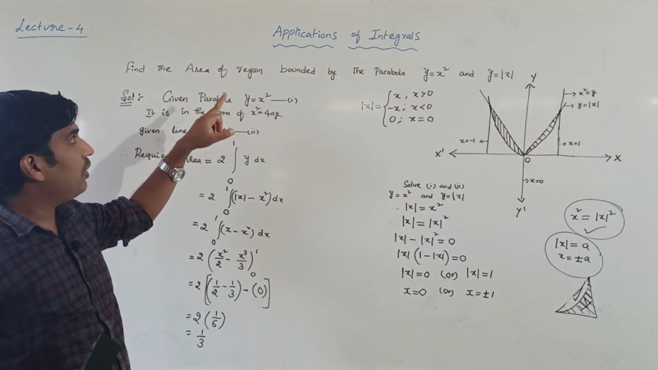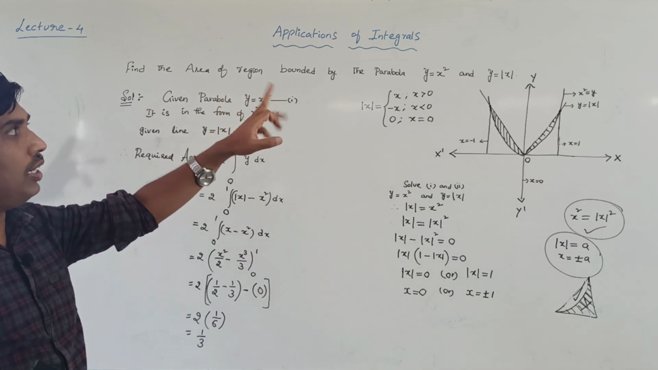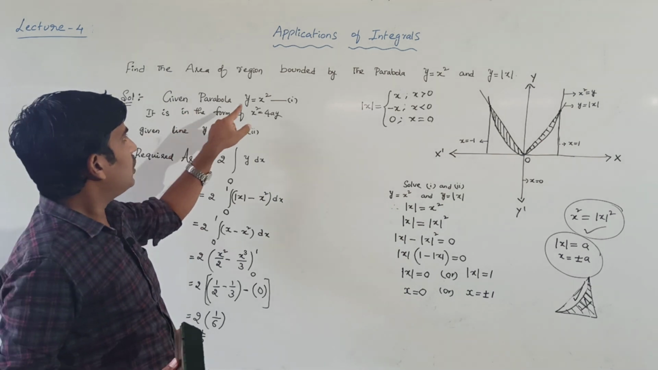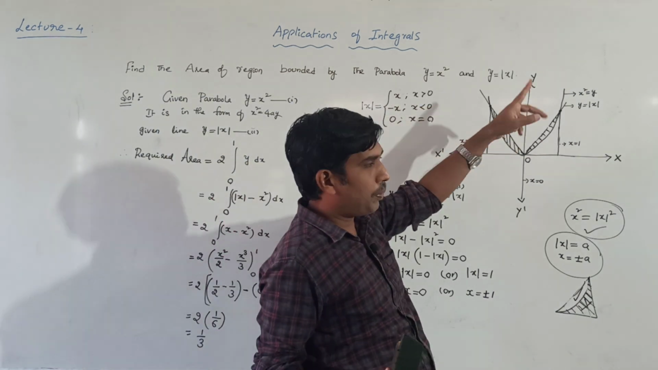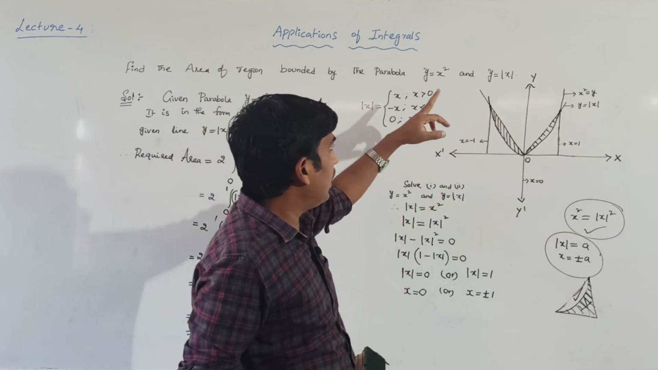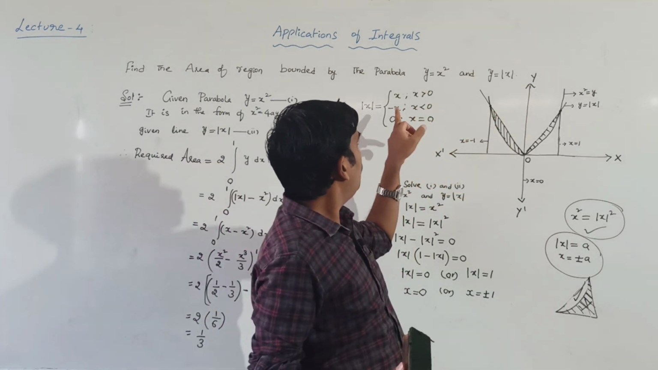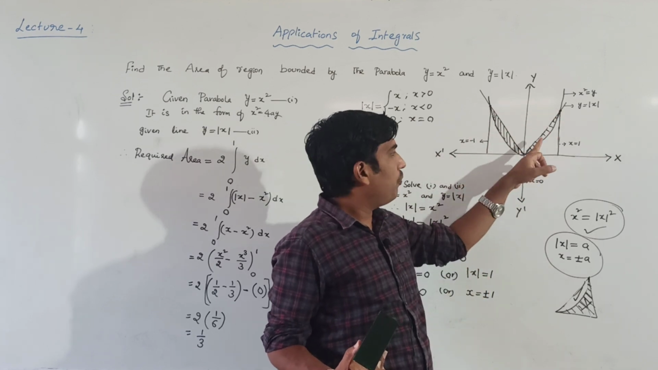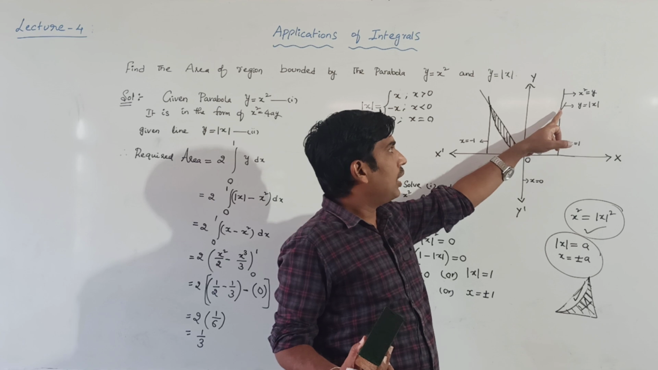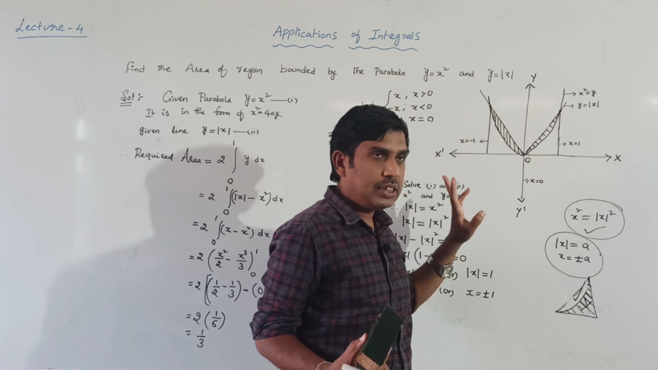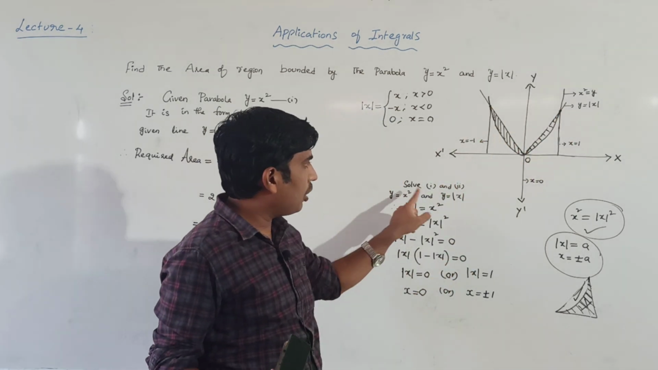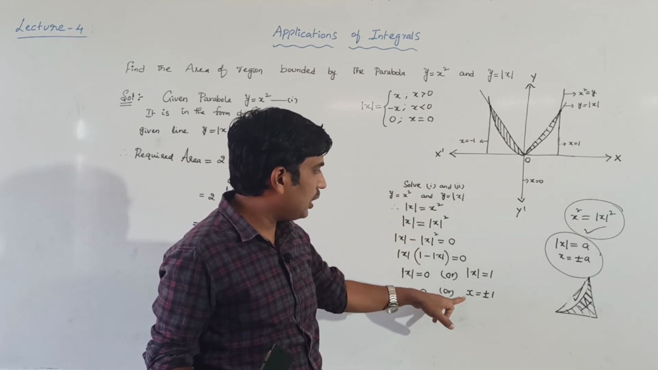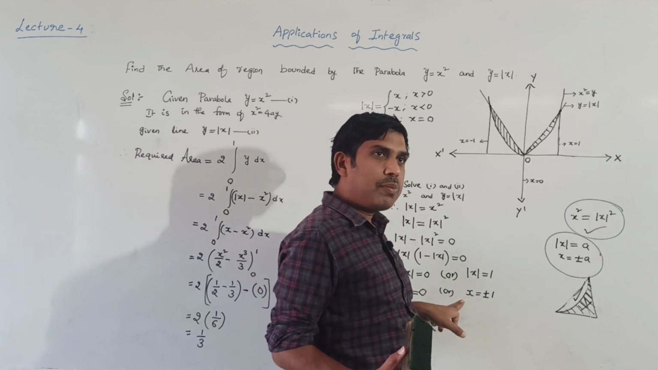Find the area of the region bounded by the parabola and the line y equals modulus x. First, y equals x square represents an upward parabola, and y equals modulus x, the modulus x graph, is in the form of a V shape. If you draw it like this, both curves intersect at 3 points. What are the 3 points? Solve the two curve equations and we get x equals 0 or x equals plus or minus 1.